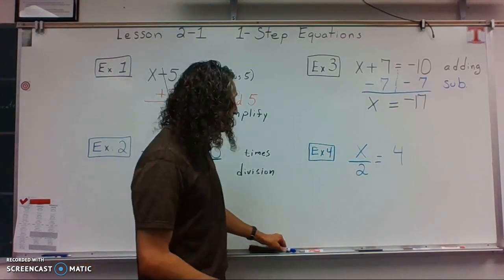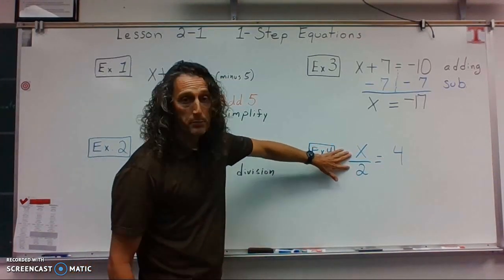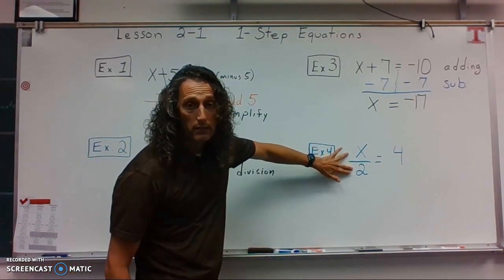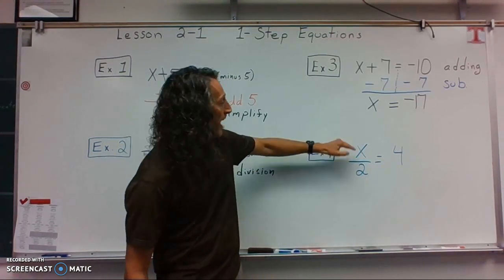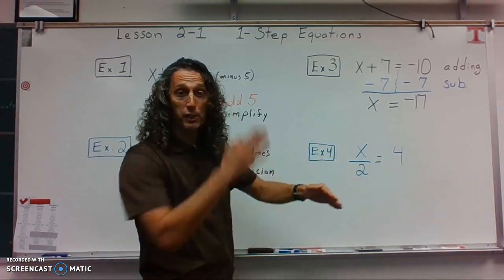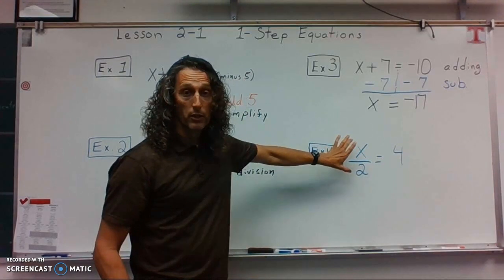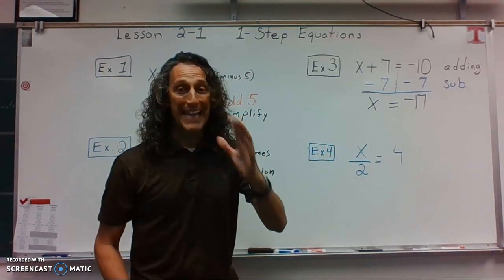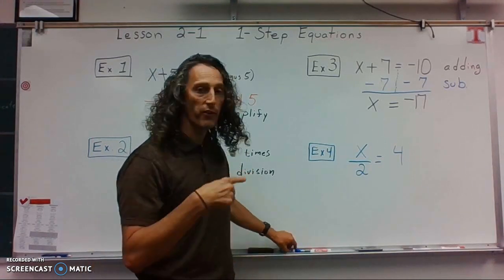Now let's look at number 4, the one that no one likes to do. Again, it's because people don't recognize. What is this? Division. X is being cut into 2. It's being divided by 2. That's what this means. It means division. So what's the opposite of division? Times. Watch how I show times. Very important. I'm going to rewrite the problem.